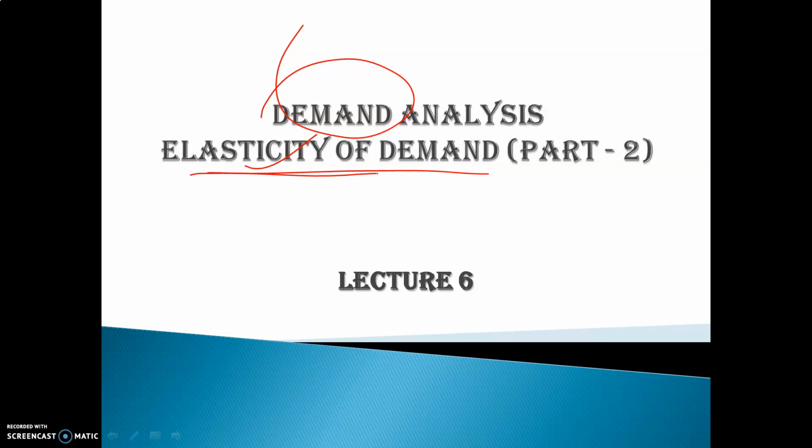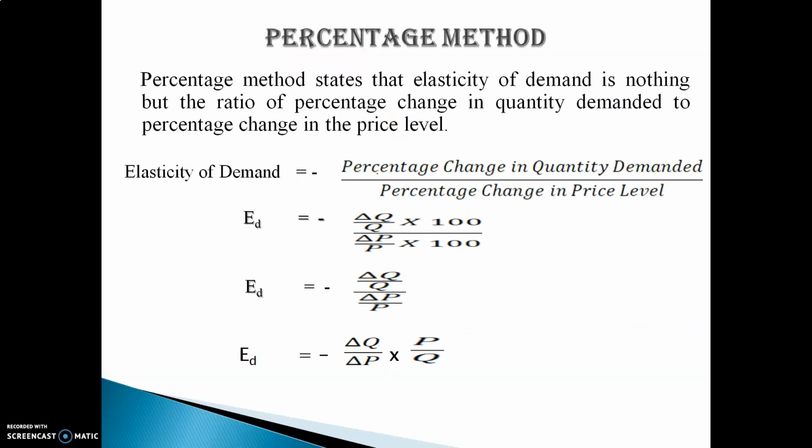In my previous lecture, I have already explained what is price elasticity of demand, right? So price elasticity of demand basically measures the percentage change in quantity demanded with respect to percentage change in the price level, right? That's what we try to measure under price elasticity of demand. And this price elasticity of demand can be measured under two methods. First is the percentage method and second is the geometric method. So let's proceed to the next slide.